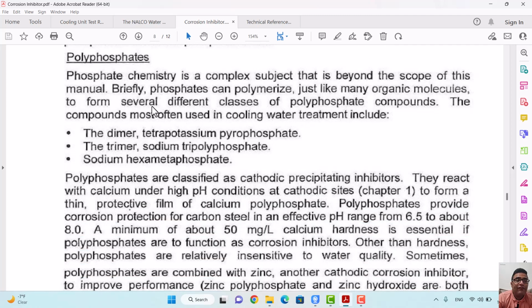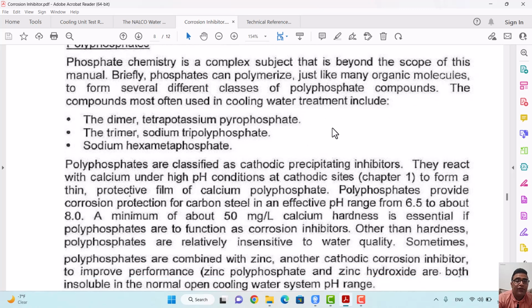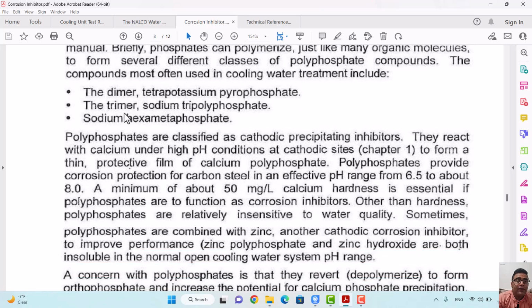Then we have polyphosphates. Phosphate chemistry is a complex subject that is beyond the scope of this manual. Briefly, phosphates can polymerize, just like many organic molecules, to form several different classes of polyphosphate compounds. The compounds most often used in cooling water treatment include the dimer, the trimer, like this, and sodium hexametaphosphate.